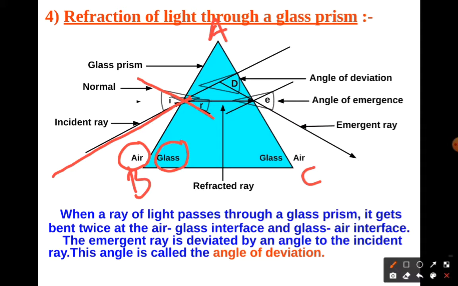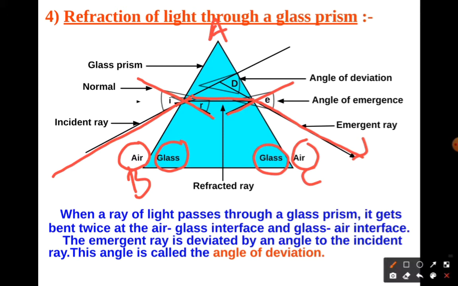So when it bends towards the normal, what happens then? It needs to emerge out, right? It gets refracted again. If I put a normal again, from the denser medium to the rarer medium, it comes out, getting refracted. You can see here, from the denser medium to the rarer medium, it bends away from the normal.